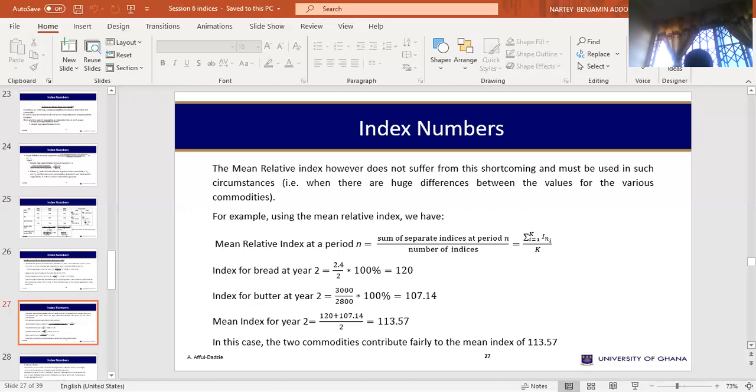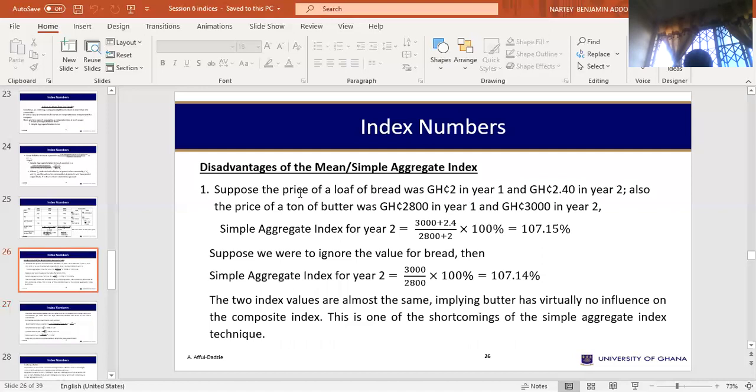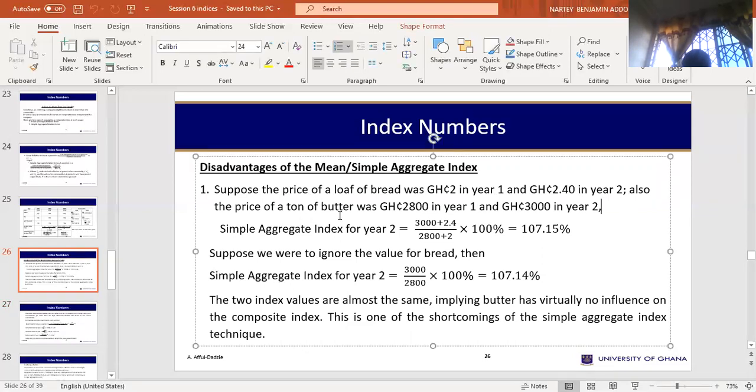This one is relating to 2.4. I think there's a table here. Okay, so it's relating to this question. Suppose the price of a loaf of bread was 2 cedis in year 1 and 2.4 cedis in year 2. Also, the price of a ton of butter was 2,800 in year 1 and 1,300 in year 2.